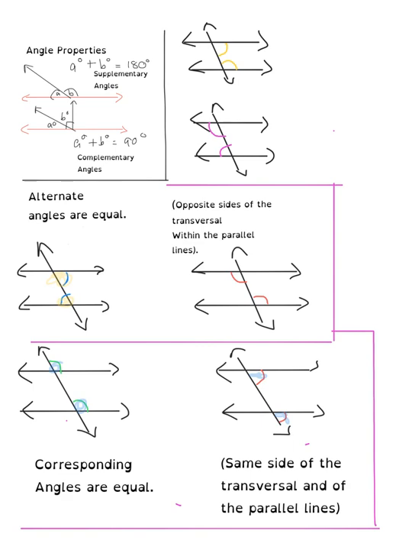So they're within the parallel lines and on the same side. So alternate angles were within the parallel lines but on opposite sides of the transversal. What we've got happening up here is that they're within the parallel lines, but they're on the same side of the transversal. They're not equal to each other. They add up to 180 degrees. They're called co-interior angles.